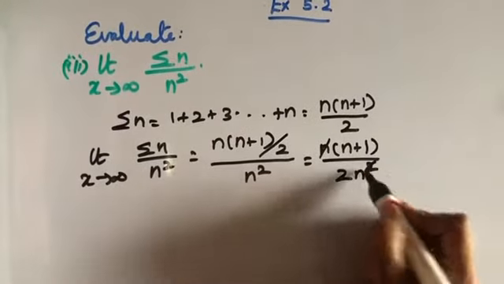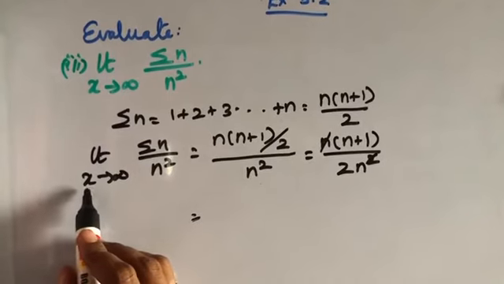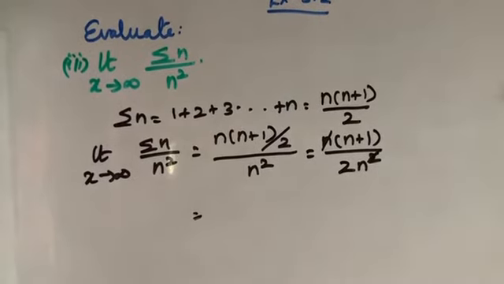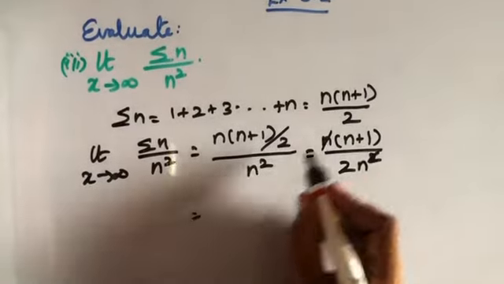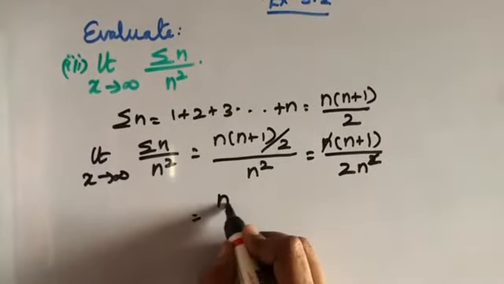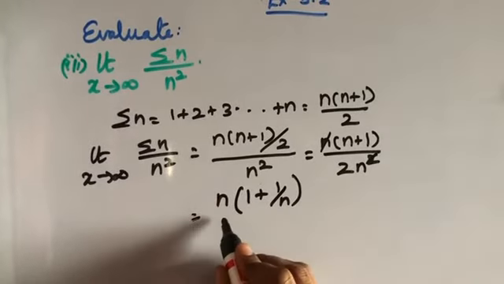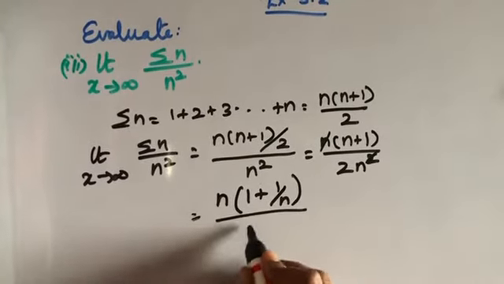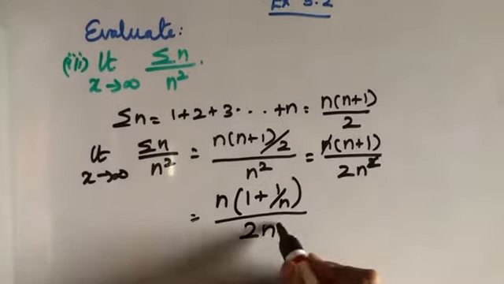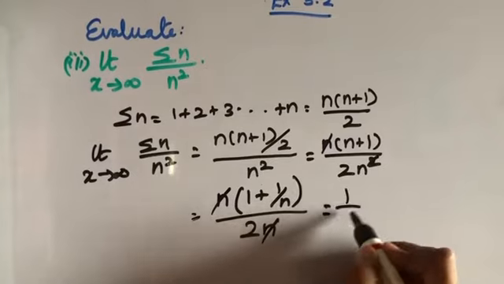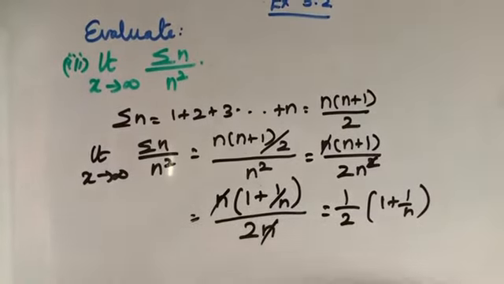So, n and n will get cancelled. Now, limit x tends to infinity. So, now we are going to take n outside. So, n into 1 plus 1 by n divided by 2n. 1 by 2 into 1 plus 1 by n. Here n and n will get cancelled.